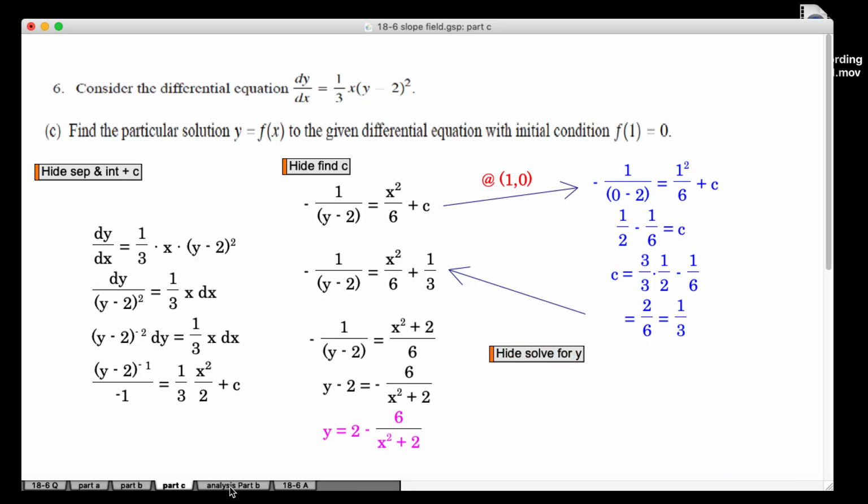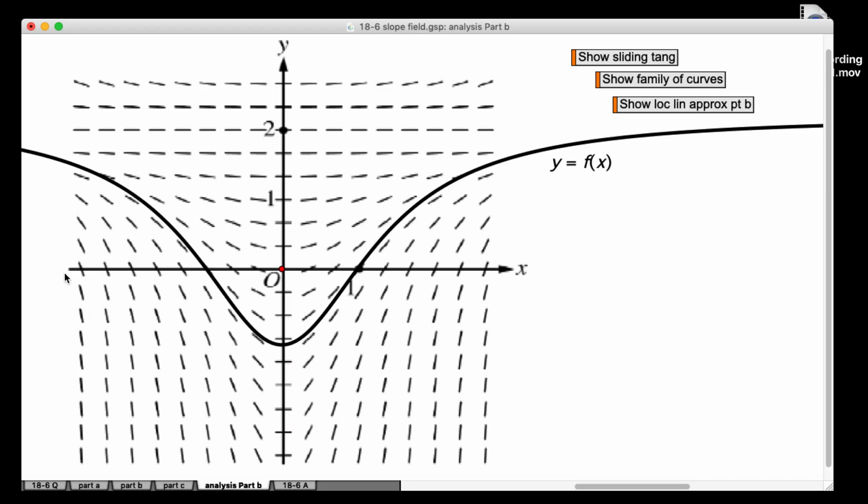Now let me just give you some visuals to give you a feeling for what's going on here. Here is the particular solution we just found. I graphed it in here amongst the slope field, and you can see how it follows all the little tangent lines. I can put the sliding tangent on here again and show you how, as you move along the curve, this little magenta bar is tangent to the curve as it moves, and you can see that it fits right in between all these little slopes.